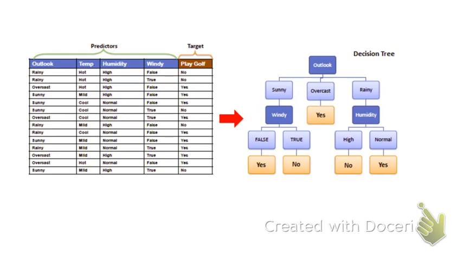So first, you'll see here on the screen that we're looking at a table of data on the left-hand side that contains the predictor variables of outlook, temp, humidity, and windy. And on the right-hand side, we have a target variable of play golf, either yes or no, a binary attribute. The algorithm will take that data and then it will create the decision tree based on that data using training and testing data. On the right-hand side, you'll see the decision tree.